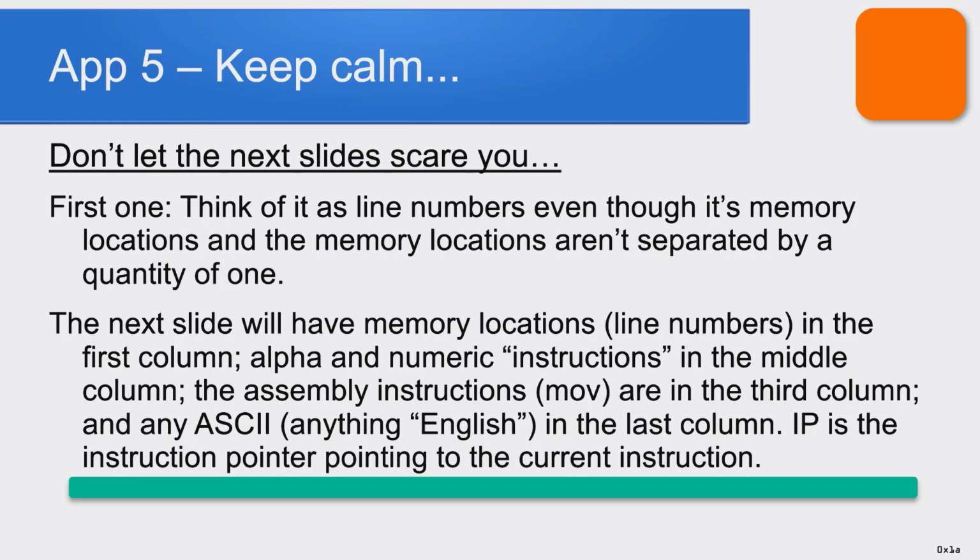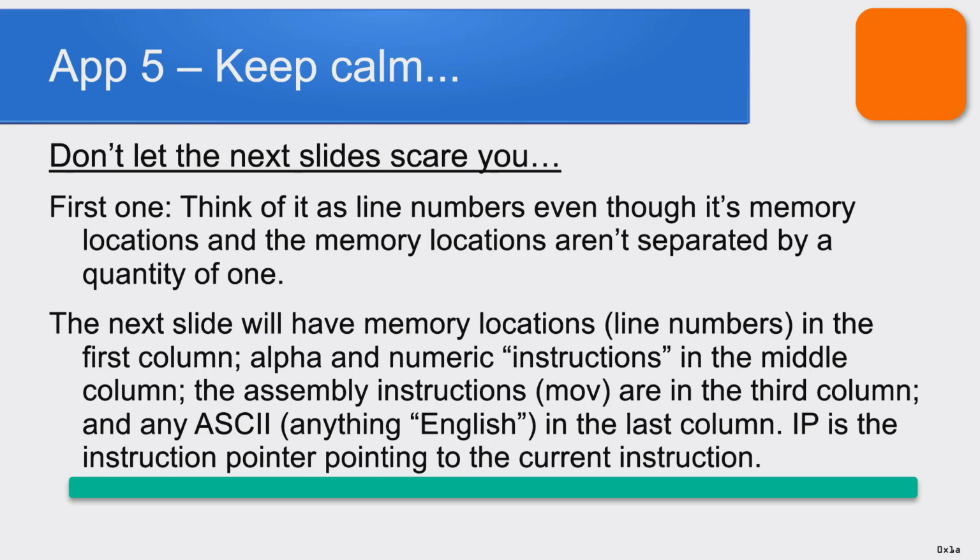So now I put this slide in here for a reason, because we're going to get a little bit into auto debug. Some people freak out a little bit when they see it because it's not plain English, I'll just put it that way. So the first slide, you want to just think of it as line numbers. They are memory locations, and they're not separated by a quantity of 1, but don't worry about it. They're just line numbers, is all they are.